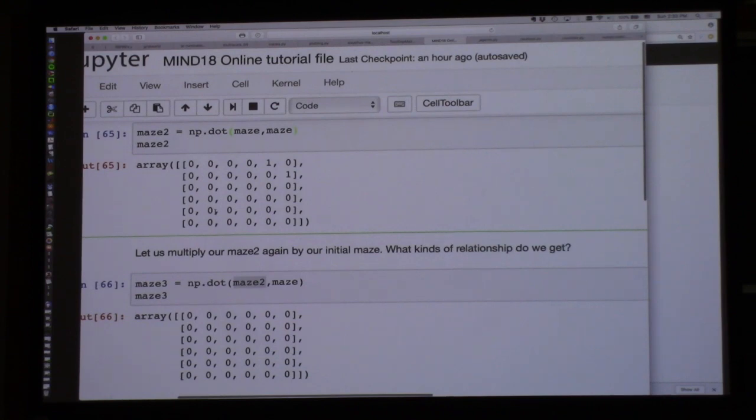But this is not an absorbing Markov chain. Does anybody know what an absorbing Markov chain is? Anybody want to raise a hand? Oh, you know, you've been in the botanic lab. You're not alone.